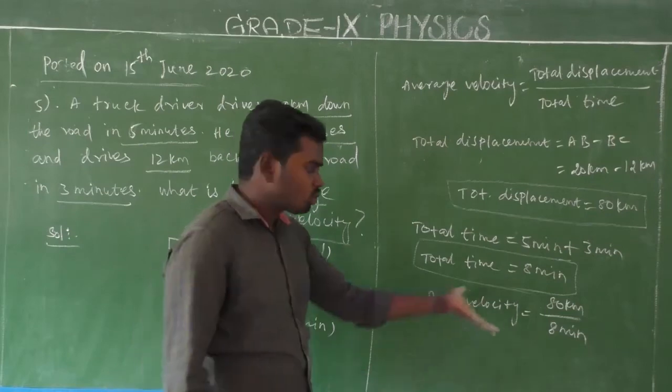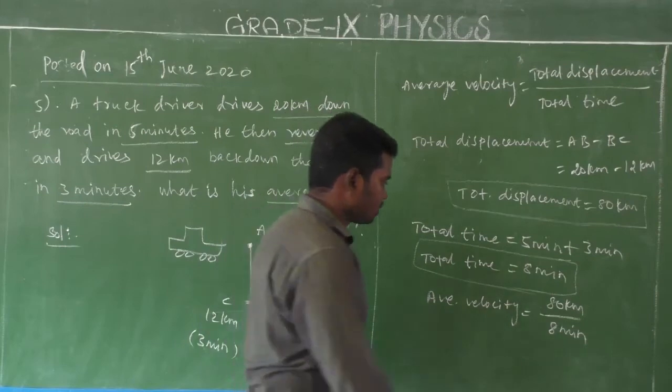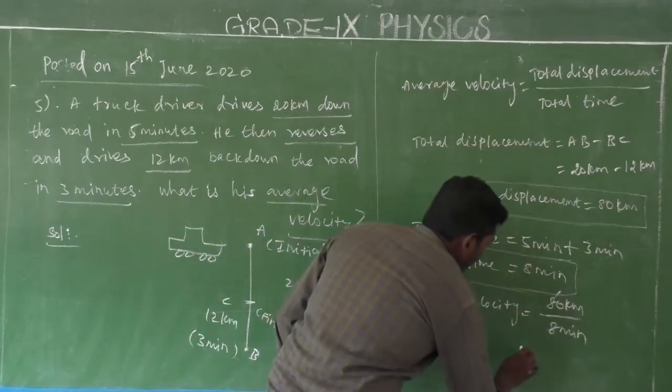Is it clear? Very simple. So what would be the value? 80 divided by 80, that is equal to how much? Yes, it is equal to 1. So it will be how much?